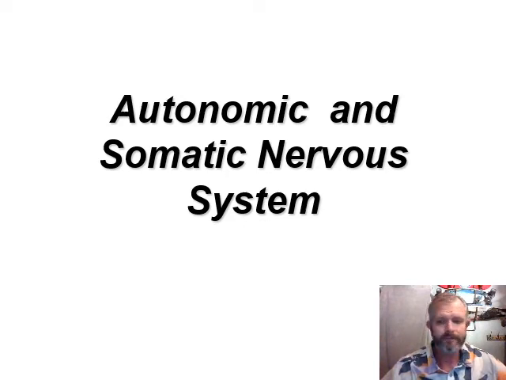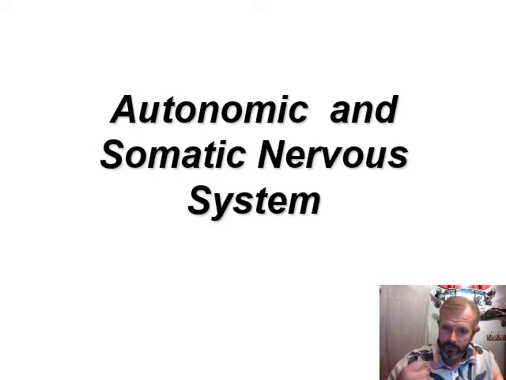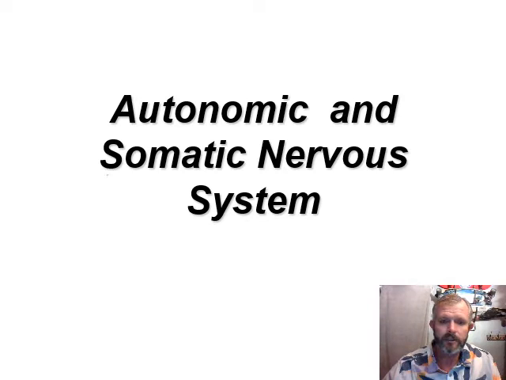All right, so we've done nervous system, we've done sensory nervous system, we got the input, the afferent fibers bringing that sensory information in. Now we're going to talk about the efferent pathways. Chiefly, we're going to be talking about the autonomic nervous system. We'll touch base a little bit on the somatic, but chiefly we're going to be talking autonomic.